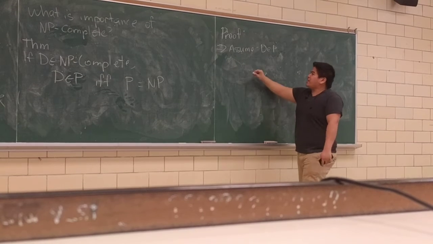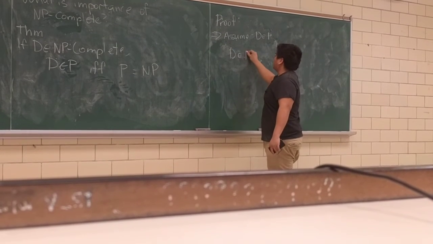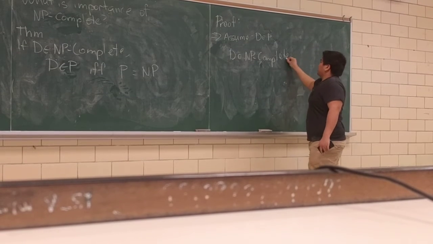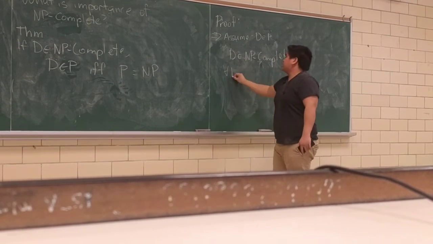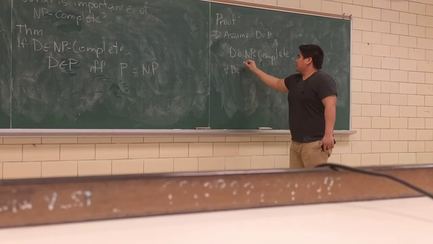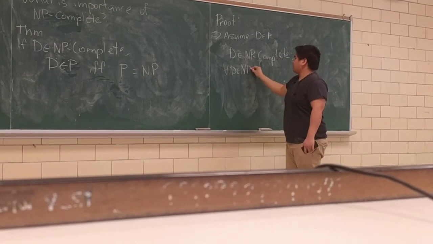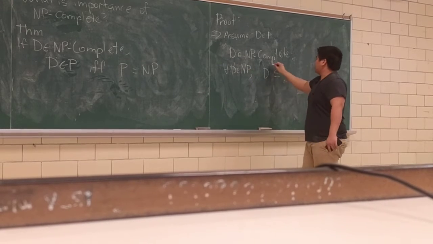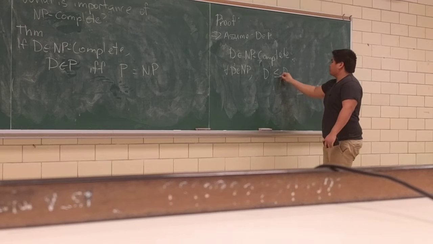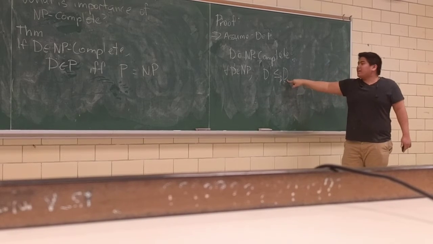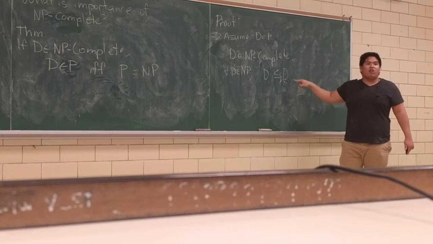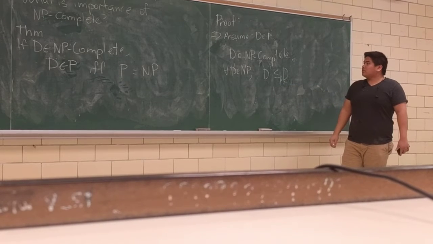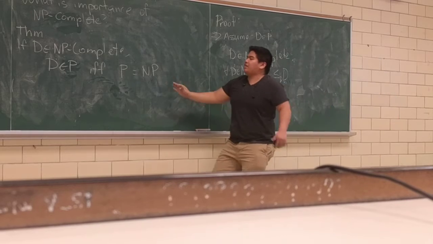Well, we know that D is also an element of NP-complete, which means that for all D' in NP, D' is polynomial-time reducible to D. But we know that D is an element of P, therefore all of these D' reduce to D. So this can be solved in polynomial time. First we assume that D is polynomial, because that's the first half of this implication.